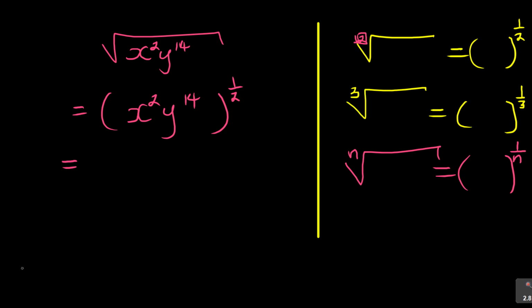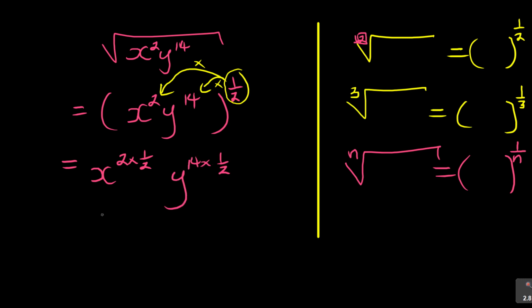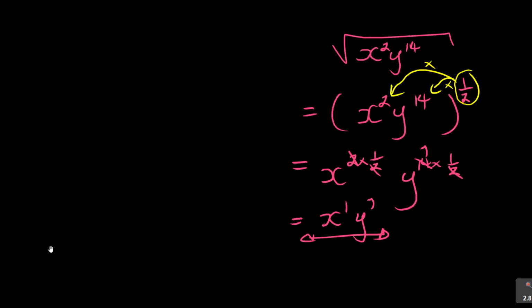And then you allow this exponent to distribute equally, and by doing that you are multiplying. So you're going to have x to the power of 2 times 1 over 2, y to the power of 14 times 1 over 2. You see what you're having? Then you cancel: you have x to the power of 1, and here y to the exponent 7. That is what it simply means. All right, so that is that.